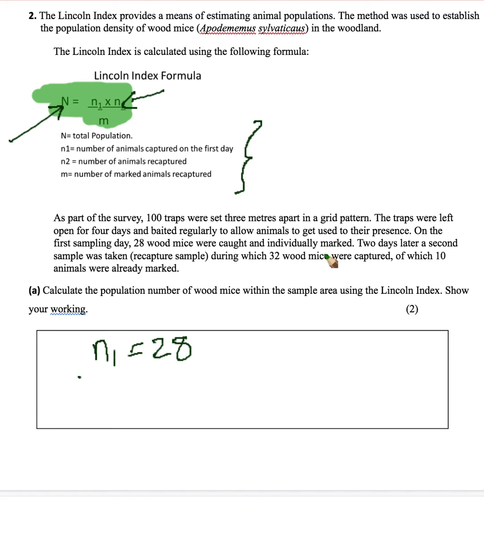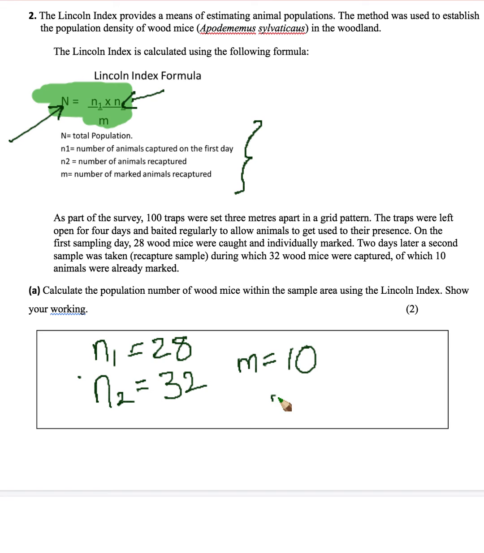And individually marked. Of course we mark all of them, right? And then we let them go, and they have to completely mix. And then 2 days later, they captured them again. And this time they caught 32. And the number marked is 10.